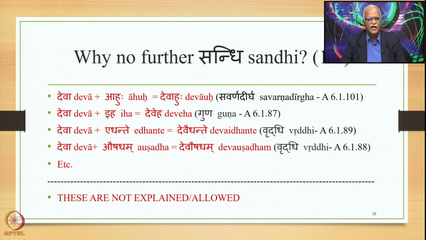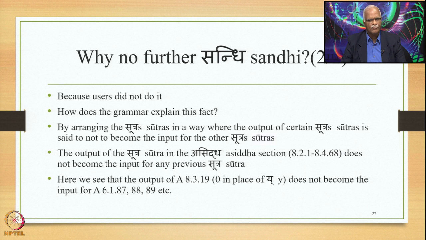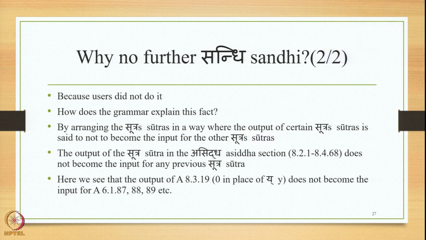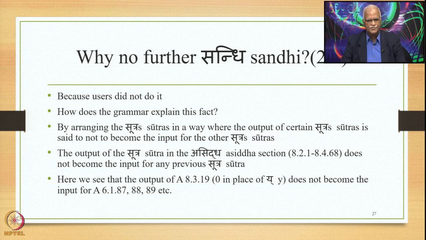What it seems is that these are not allowed in the language, and these are not explained explicitly as well. So why no further sandhi? And the answer is because users did not use it. But the question is, how does the grammar explain this fact? The grammar explains this particular fact by arranging the sutras in a way where the output of certain sutras is said to not become the input for the other sutras.